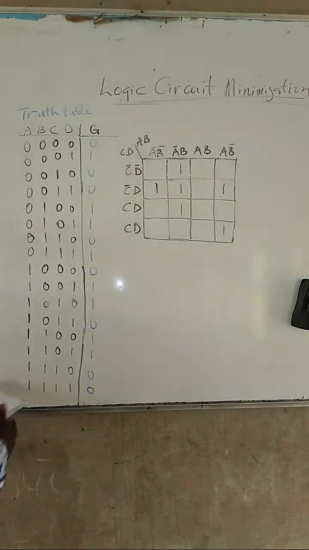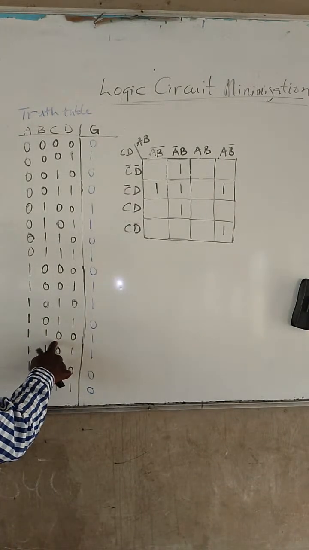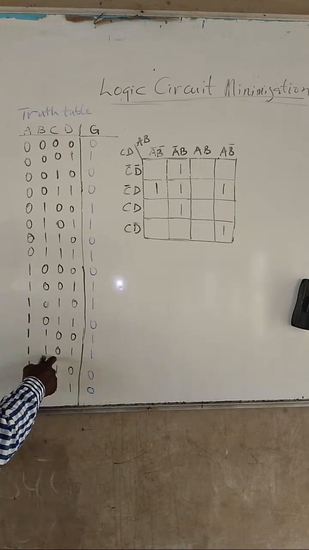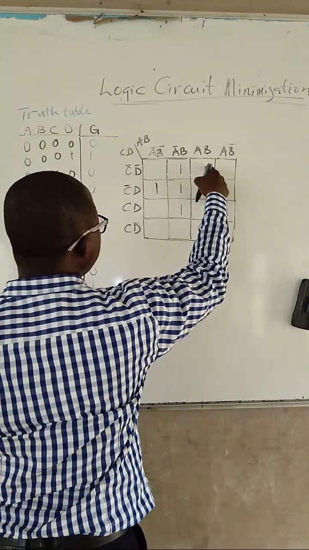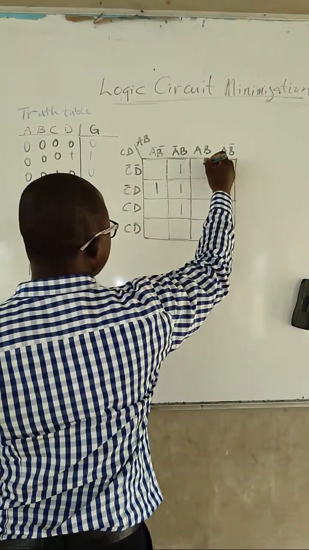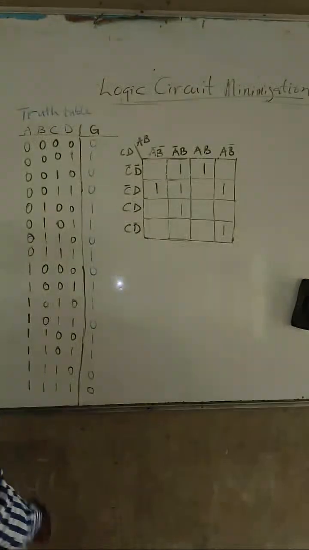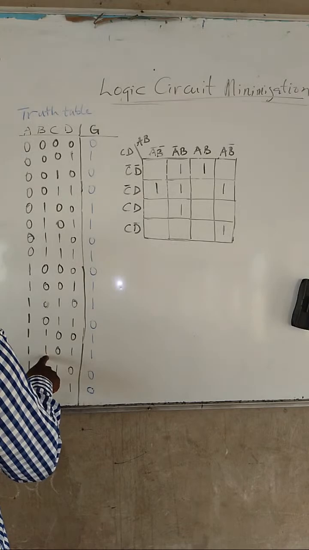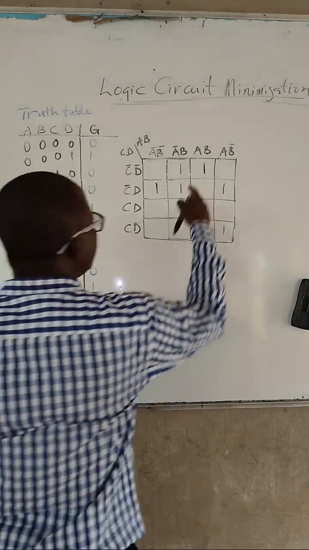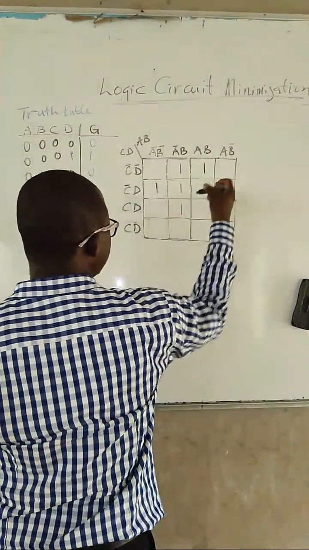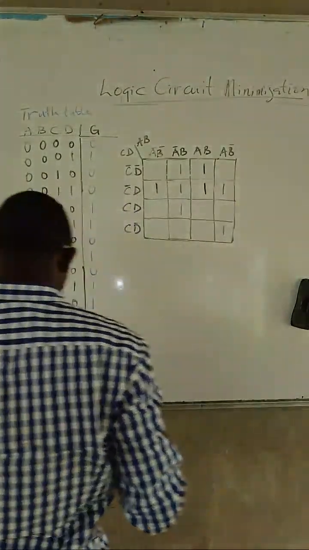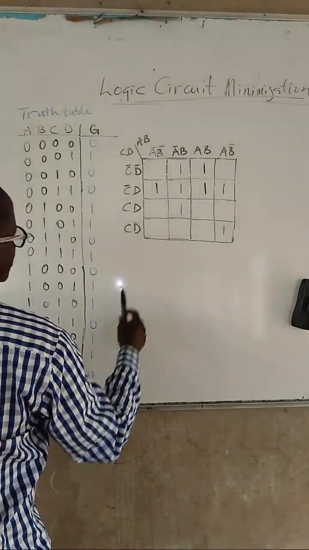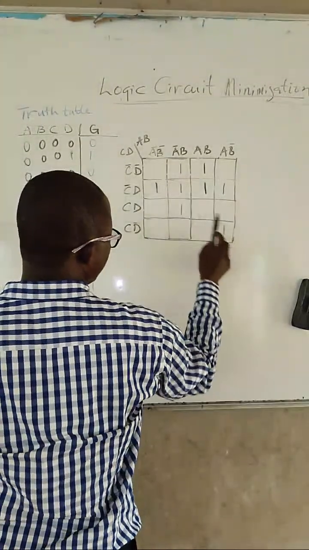Okay, the next one. A, B, C bar, D bar. That's here. Are we there? Then A, B, C bar, D. That's there. So let's check whether we have marked all of them. 1, 2, 3, 4, 5, 6, 7, 8. Fine.